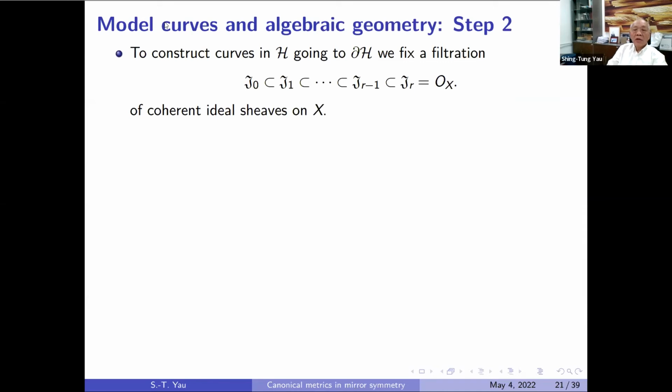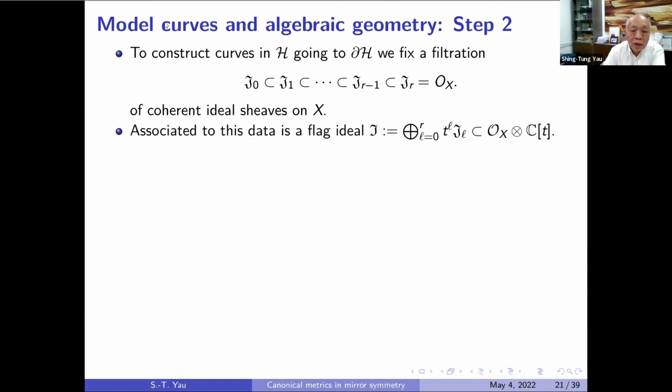Now, we need to understand the infinity of H, the infinite dimensional Riemannian manifold. So we call it boundary H, and we construct curves in H which will go to infinity. But in doing that, we fix a filtration of O_X, the structure sheaf of the Calabi-Yau manifold, with a filtration of coherent ideal sheaves on X. So, for example, the ideal sheaf of some subvariety, etc. Associated to this data, we have an ideal, the direct sum of these ideal sheaves times t to the power L, where t is a formal variable. So we get this object.